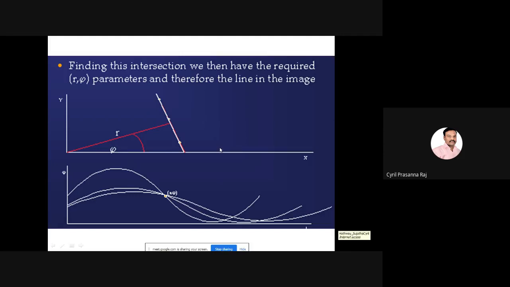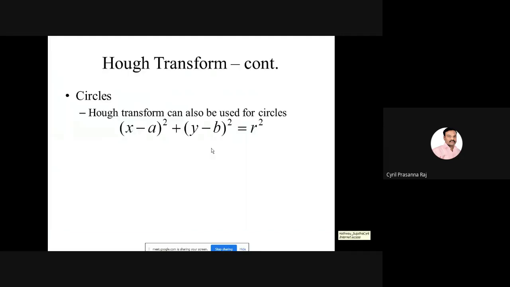We may draw one more line, so you may again come across multiple sinusoids, but again somewhere you may find an intercept point available here. All the sinusoids corresponding to that intercept imply there are many points available on the straight line. So that is the basic understanding of this logic. Similarly, we can even try to find out the concepts of the Hough transform with regard to circles also.